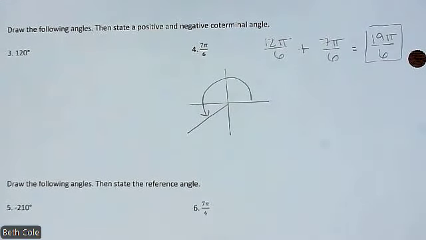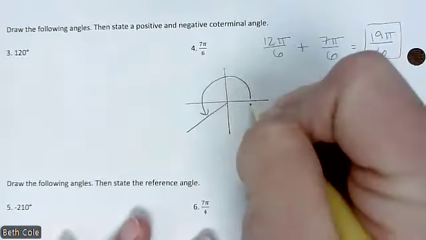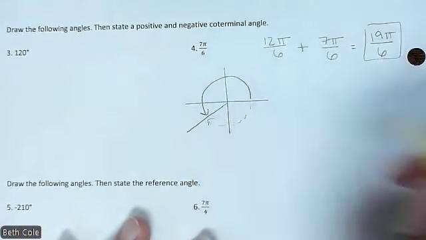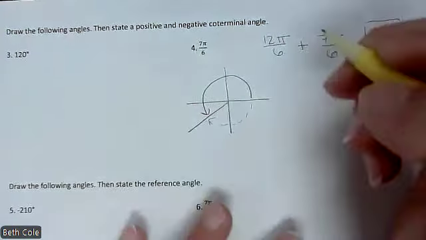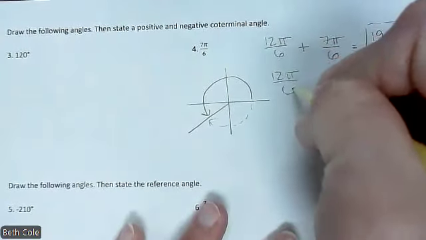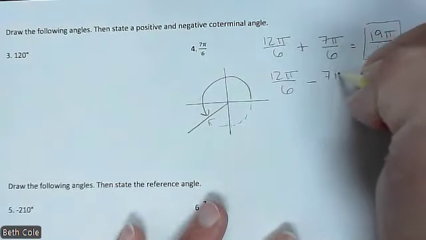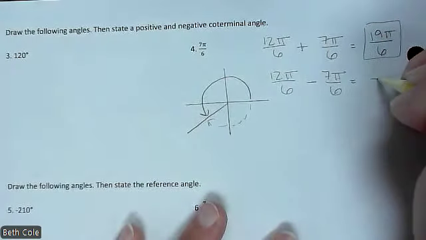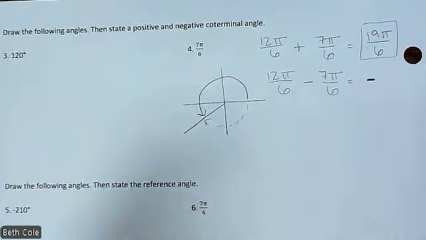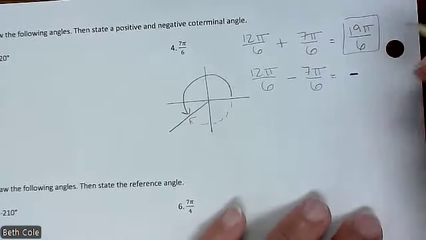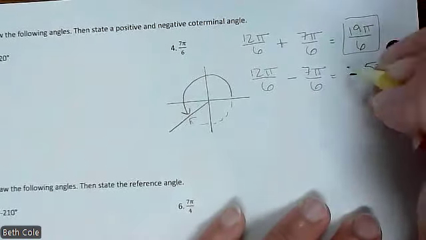Negative is like you go that way, I'll go this way, and we're going to meet on the other side. So you're going to take your 2 pi, which in this case we're writing as 12 over 6, and you're going to subtract 7 over 6. Just put a negative in front of your answer to indicate that you went backwards. But for one of them you add, and for one of them you subtract. That's it. So this would be negative 5 pi over 6.